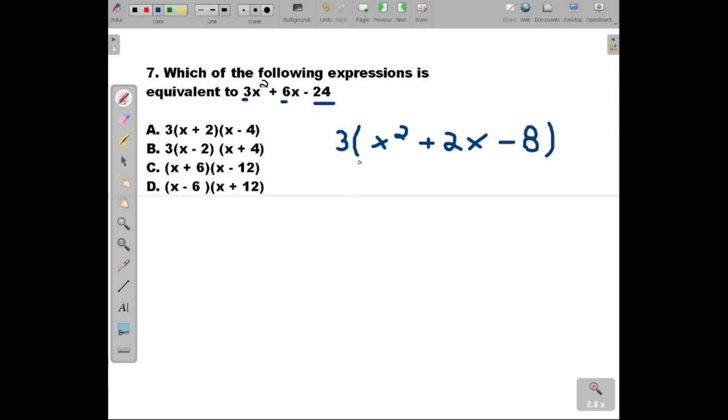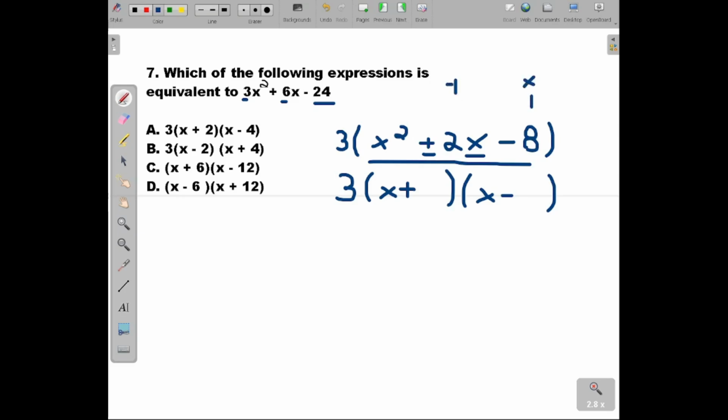Now we can still factor what's inside the parentheses. So 3 times, we have one parenthesis and the second parenthesis. The first sign for the first parenthesis is the sign of the term in the middle that has the variable, so it's positive. And for the second parenthesis, we multiply. Positive times negative is equal to negative. Now we need two numbers that multiply to 8 and added are 2.